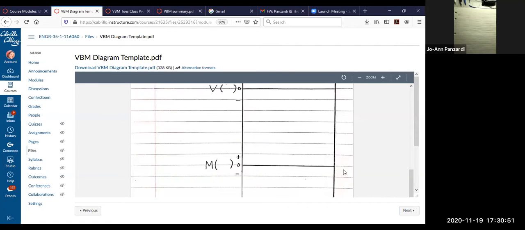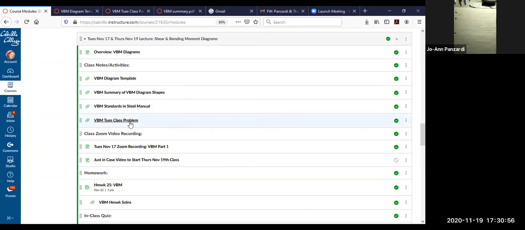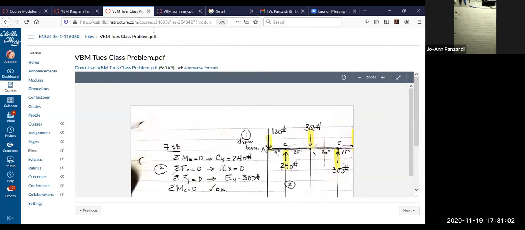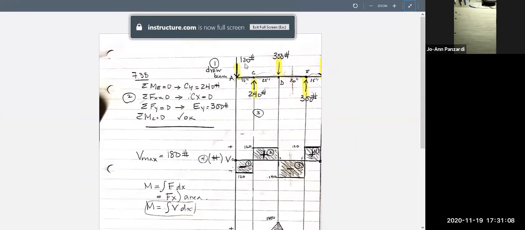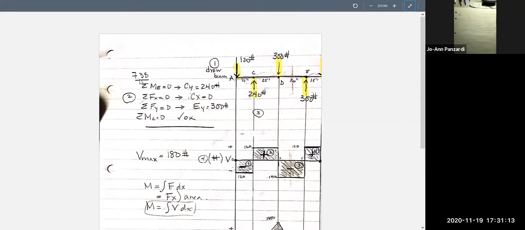Then going back to the module, I also posted the problem that we did on Tuesday, so let's take a quick look at that. I'm going to move our pictures over and make this full screen. The problem we worked on Tuesday was chapter 7, number 38, and this was our loading diagram.